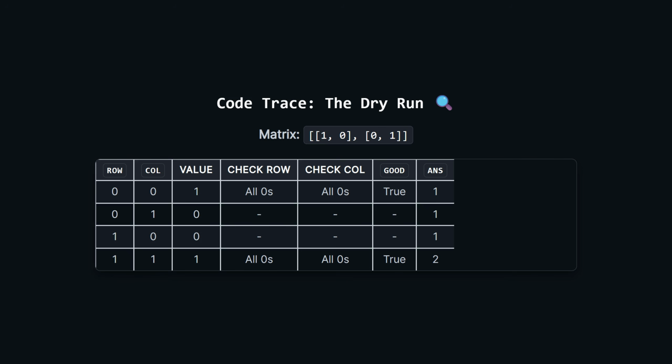We skip the zeros. Finally, at row 1, column 1, we find another 1. Its row and column are also clear. So good is true, and our answer becomes 2. This shows us exactly how we get the result.